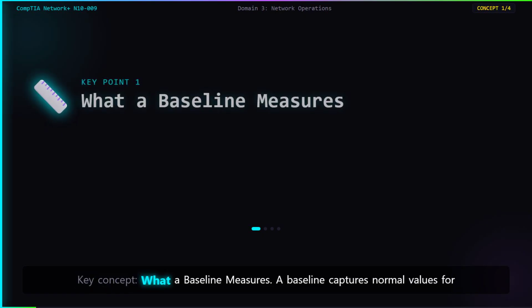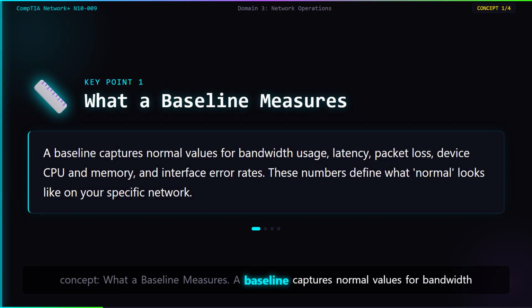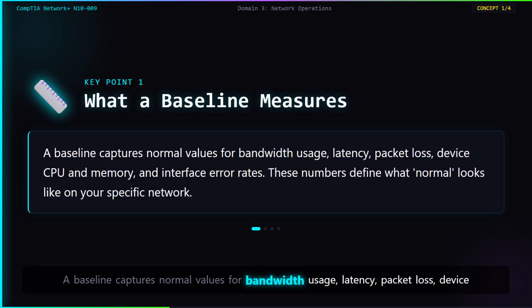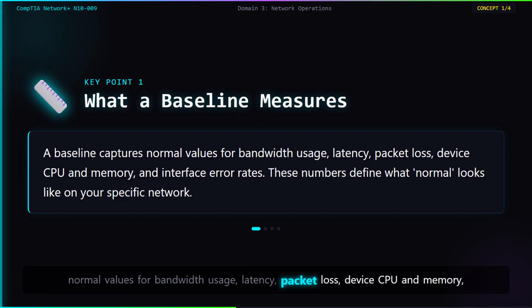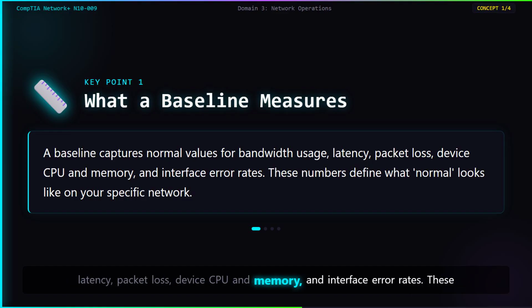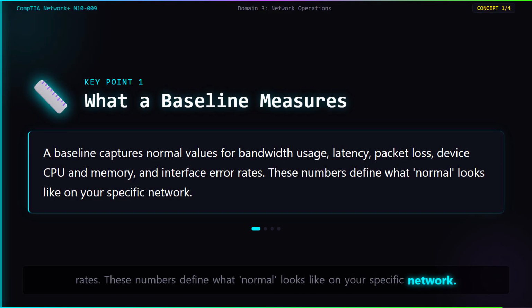Key concept: what a baseline measures. A baseline captures normal values for bandwidth usage, latency, packet loss, device CPU and memory, and interface error rates. These numbers define what normal looks like on your specific network.